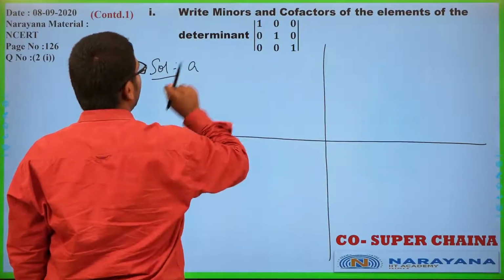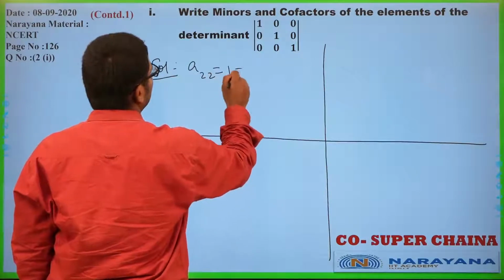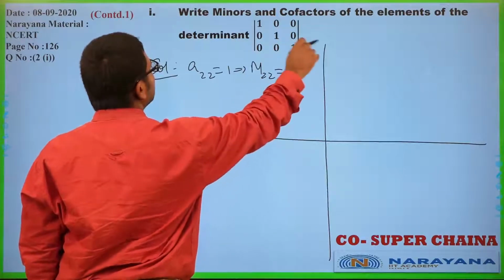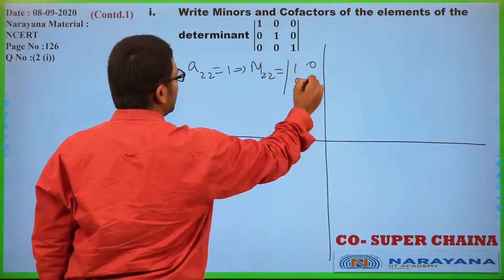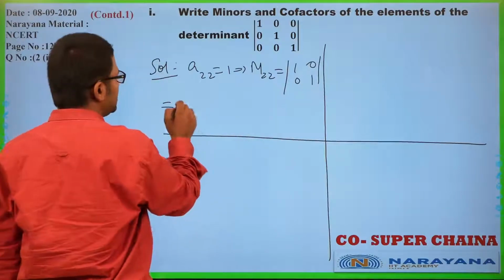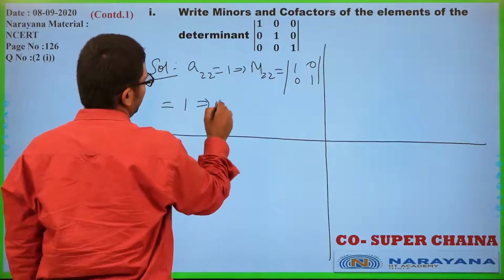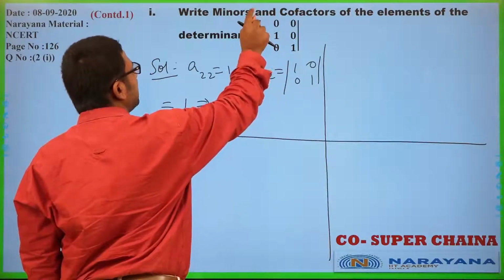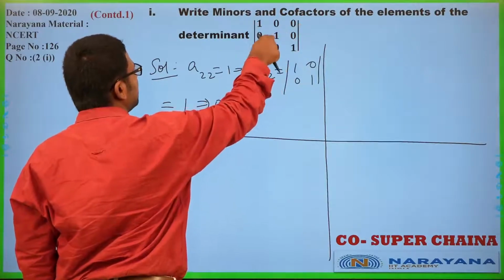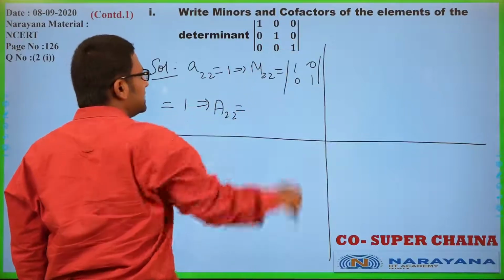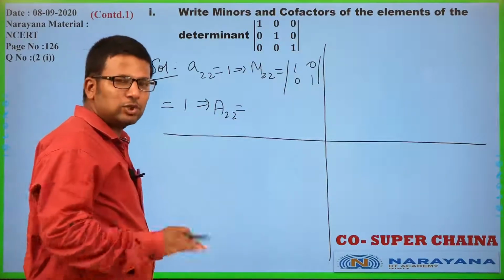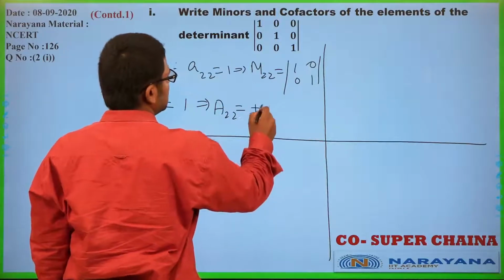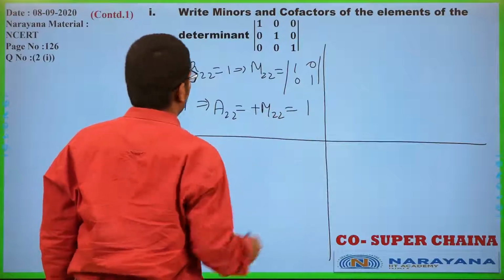We are done with A21. So A22 is the element 1, which means M22 would be the determinant. See, leave this row, this column. So 1, 0, 0, 1, right? Which is 1 itself, which means the cofactor would be, so at this place we have, see, plus, minus, plus, minus, plus. So at this place also plus. In fact, all the diagonal elements will always be plus, right? Because 2 plus 2 is 4, 3 plus 3 is 6, and so on. So plus M22, which is 1 only.